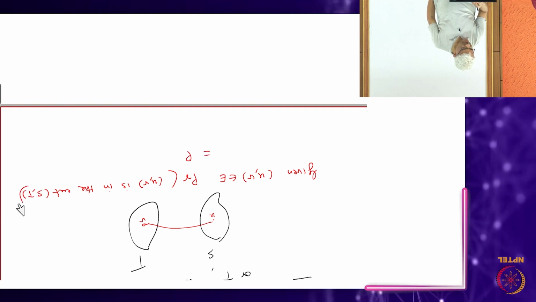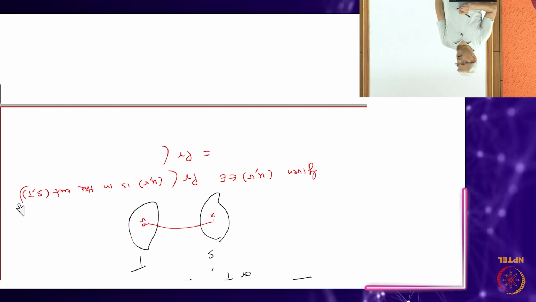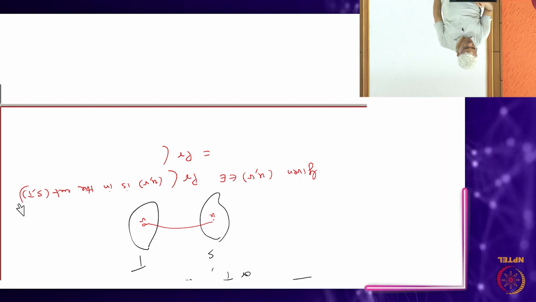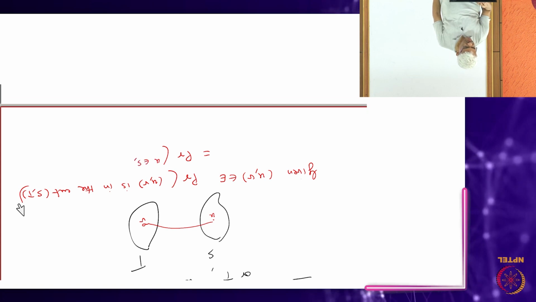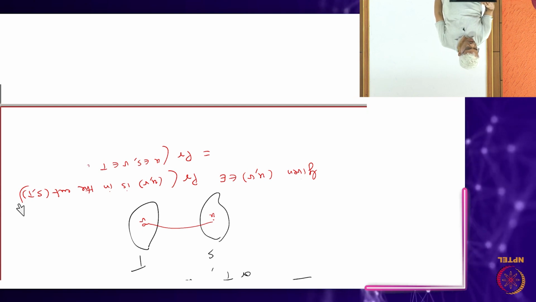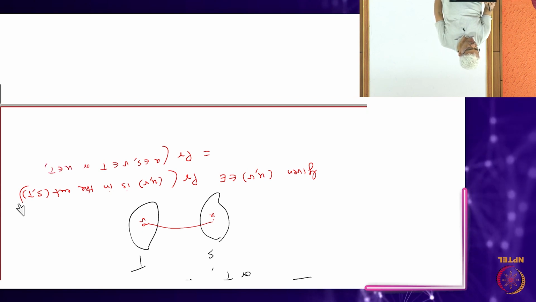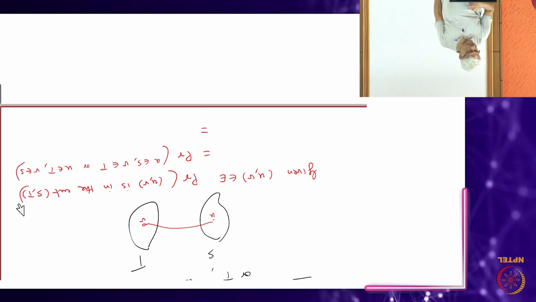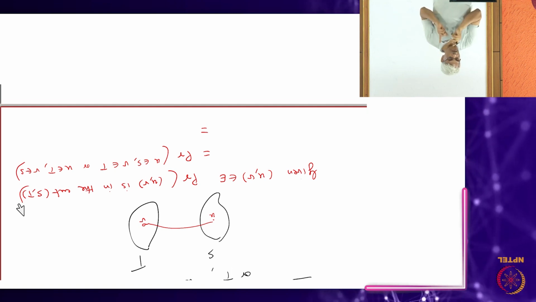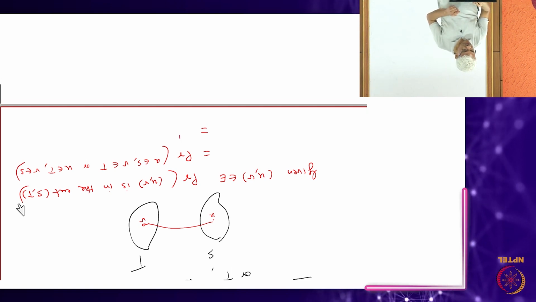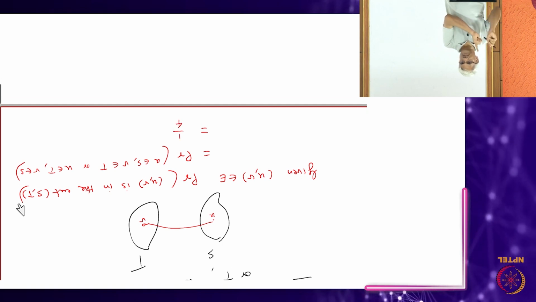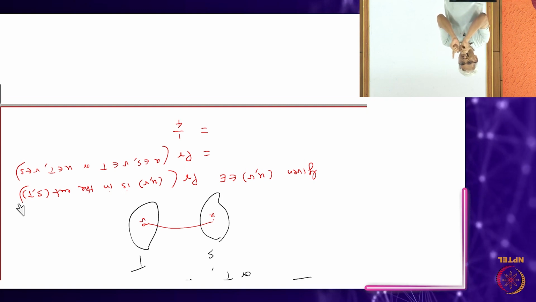This is equal to the probability that, when is u v in the cut? When u in S, v is in T, or u in T, v in S. What is the probability of this happening? 1 by 4. Okay. Why is it 1 by 4? Half into half plus half into half. What am I assuming here? Why is it half and half?